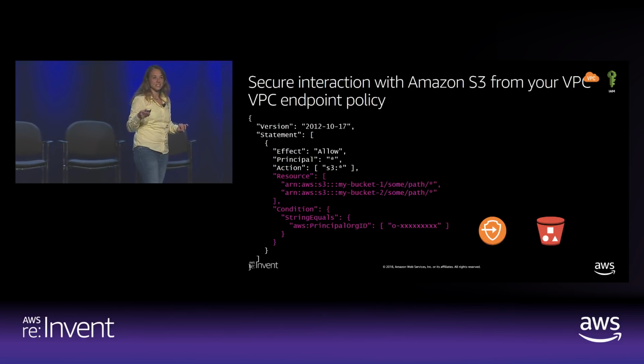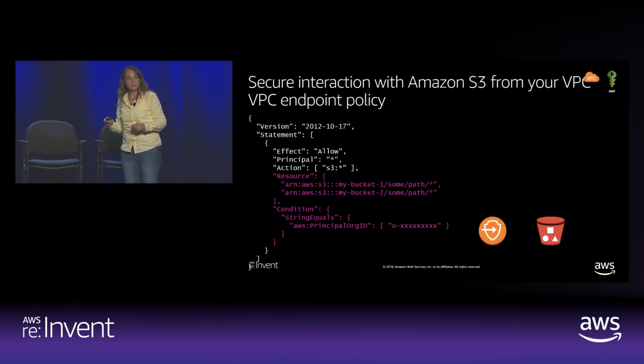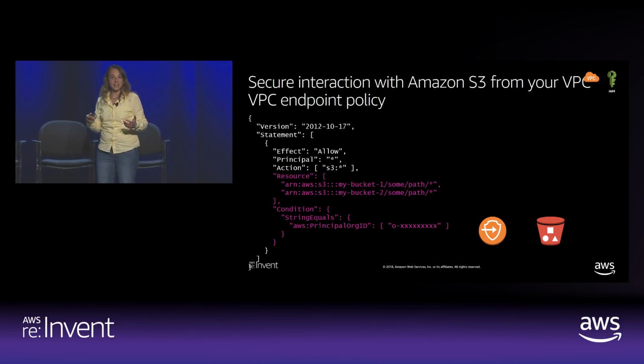This is a really useful AWS-wide condition that we launched maybe a couple of months ago. And principal org ID, what that means is when I'm authorizing this call, I can go look at the AWS organization of the principal making the call. And he better be part of the organization that I expect.